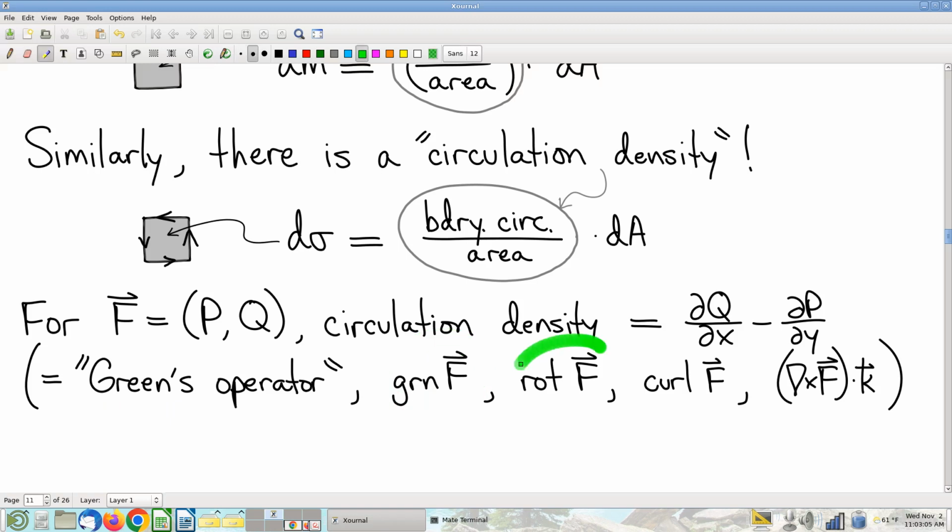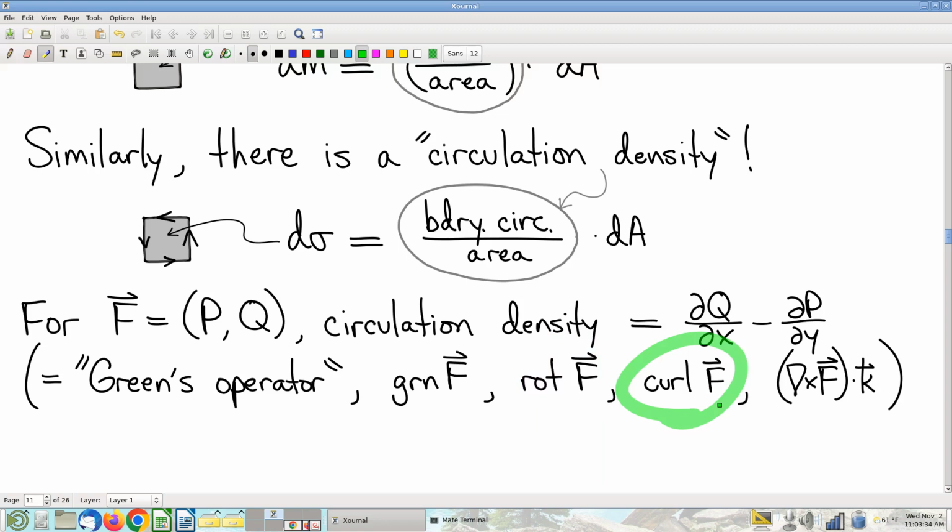Some people call it rote of F, R-O-T, for rotation. And you can kind of see that because, again, it's kind of telling you how the fluid is rotating in a way, right? The circulation aspect of what's going on there. So I think rote kind of makes sense. It's also sometimes called curl, which I know you've heard of before.